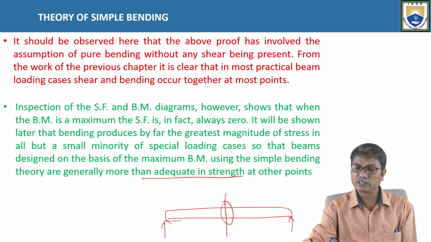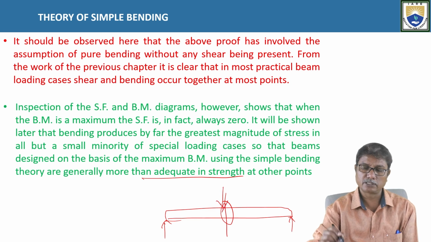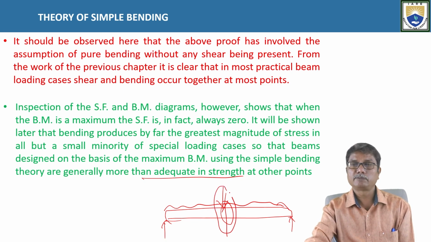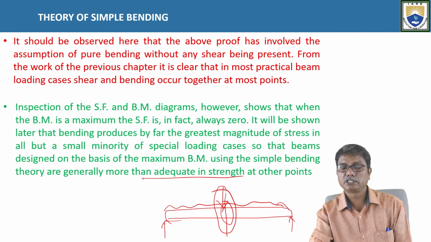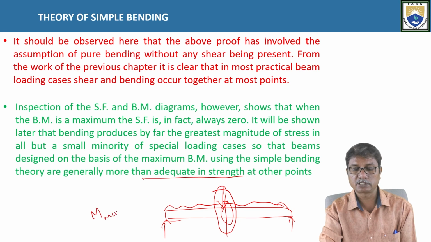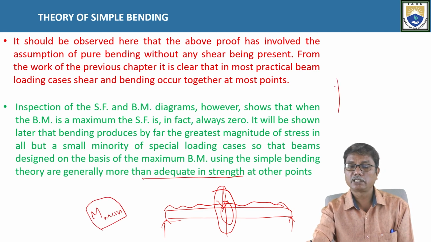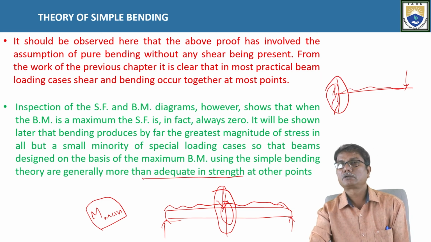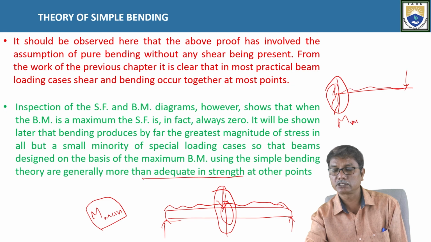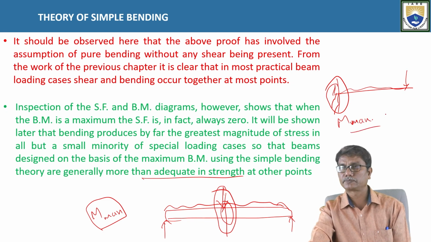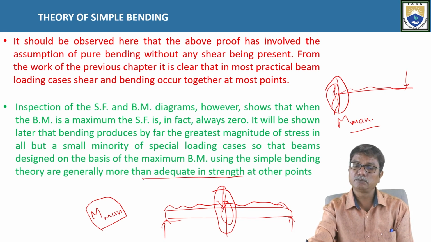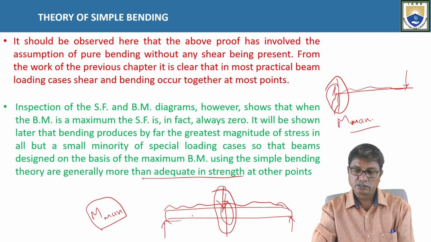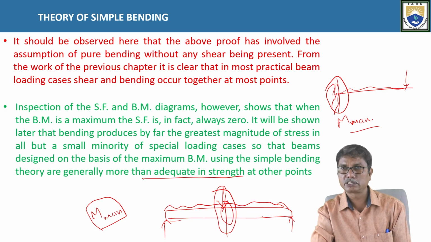For example, in case of a simply supported beam with central point load or with uniformly distributed load acting over the length, the bending moment is maximum at mid-span. So the beam section is designed for the maximum bending moment which occurs at mid-span. And in case of cantilever beams, for any loading, the maximum bending moment occurs at the fixed end. So the cross section is designed for the maximum bending moment which occurs at the fixed end in case of cantilevers. But in case of simply supported beams, the position of maximum bending moment changes depending on the load.